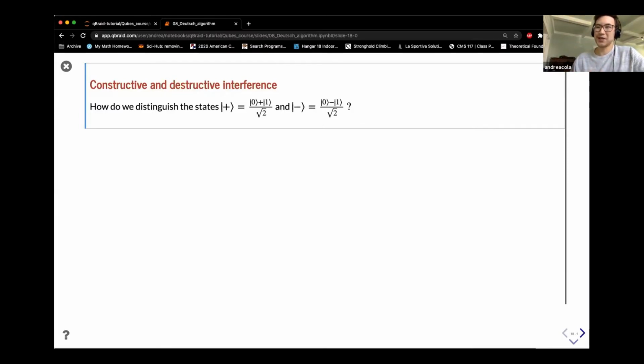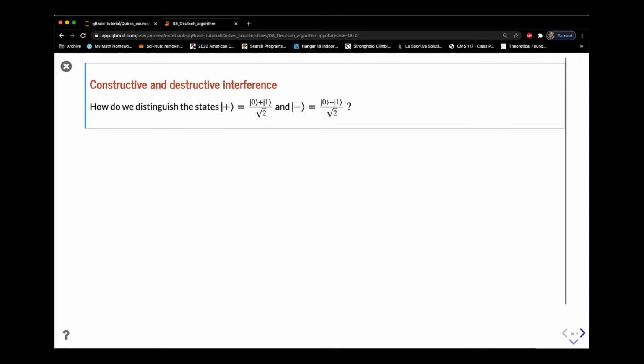It takes ket 0 to ket plus. It also takes ket plus to ket 0. It's the inverse of itself. So I can apply Hadamard. In the first case, I would get ket 0. In the second case, I would get ket 1. And then at that point, I measure and I'm able to distinguish exactly the two cases. Does this make sense? Or is there anything I can clarify?